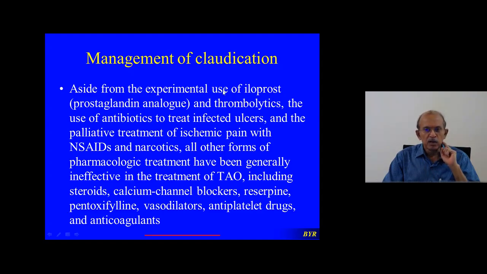There is only experimental usage of iloprost, the prostaglandin analog, and thrombolytic agents to lyse the thrombus. Still, that is experimental. So now there is no accepted, approved medical treatment for Buerger's disease. The only treatment that is available is quitting smoking.